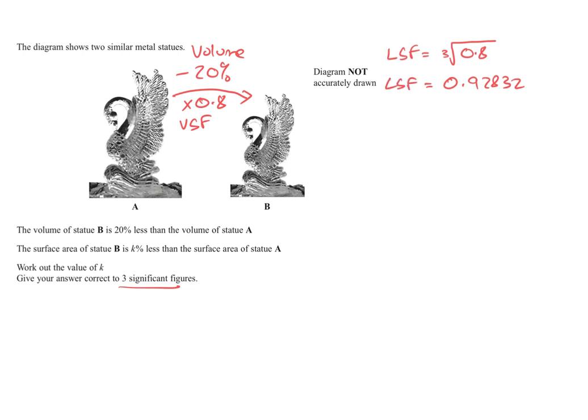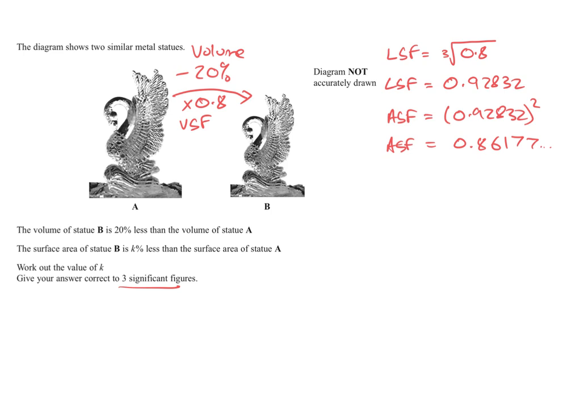Now from there I can work out my area scale factor. My area scale factor is my linear scale factor squared. So I take the 0.92832 and I square that, and my area scale factor now works out to be 0.86177, and it carries on. And that is the area scale factor.